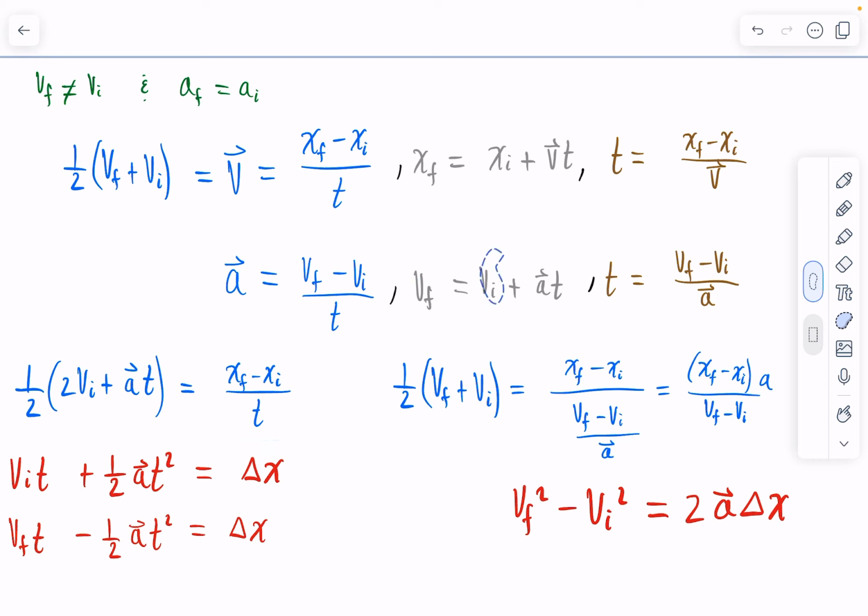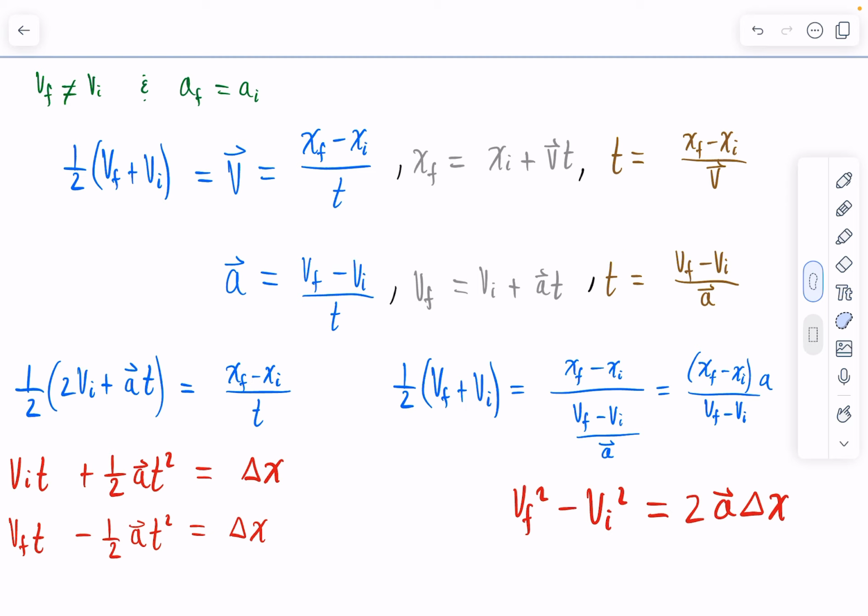You could also use vi, the initial velocity, and get this equation. So those are the two equations that we can get for the change in position. We can also get a third one by using the change in time.